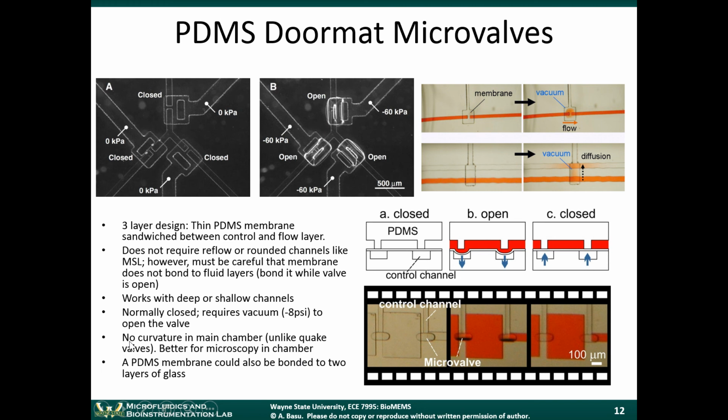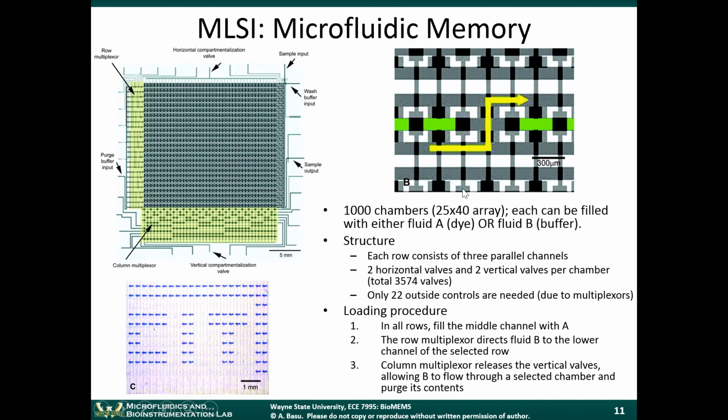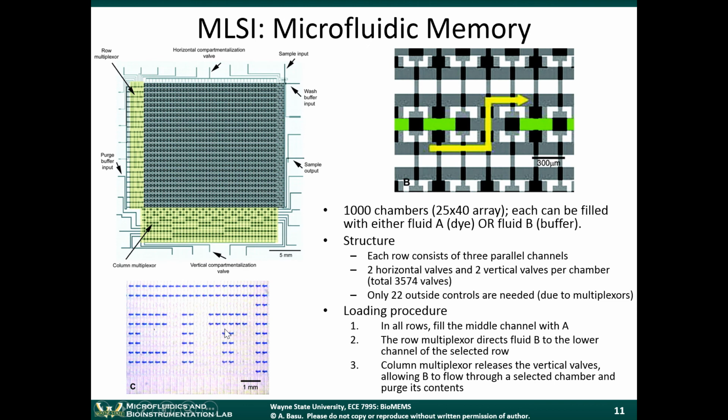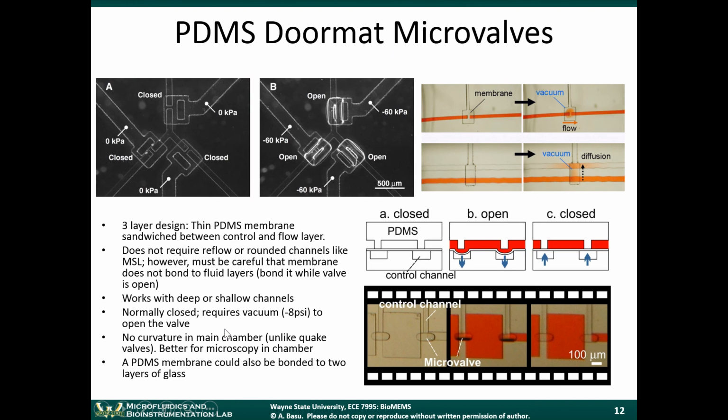Another example, the less obvious advantage to these things is that there's no curvature in the main chamber. For example, if you are using a Quake valve, and let's say this is your chamber, when this valve distends upwards like this, that may cause a distortion in your optical signal if you're trying to look at the chip from above. So that's less of an issue with these valves because the distension part is on the outside here, so the chamber is here like this.